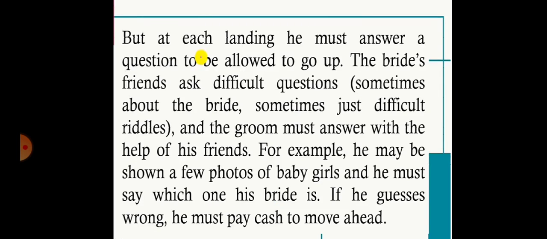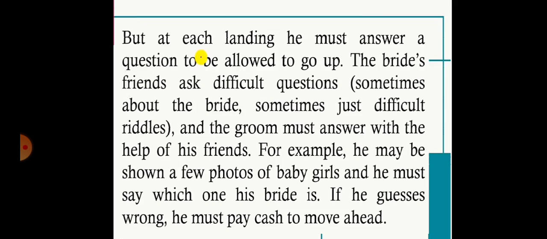At each landing, he must answer questions to be allowed to go up. Whenever the groom is going up to reach his bride, a number of questions are asked, and he has to reply to them. Only then is he allowed to go upstairs. The bride's friends ask difficult questions, sometimes about the bride, sometimes just difficult riddles, and the groom must answer with the help of his friends.